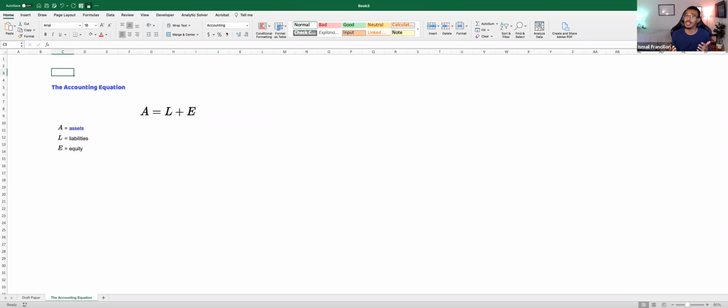The first one goes without saying: accounts payables, trades payables, notes payables, deferred revenue, accrued liabilities. These are all different types of liabilities that you may see, okay?